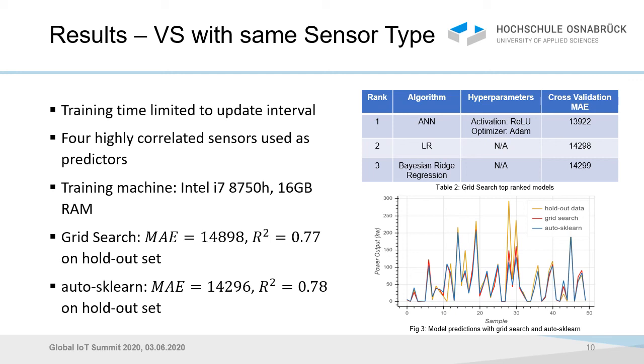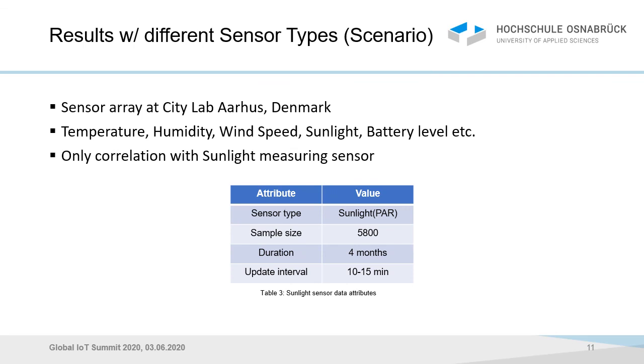On the bottom right corner, you can see the predictions from the neural network created through grid search and the model created through AutoScalan along with the actual values represented by the yellow line. For the next scenario, we used the sensor array at CityLab in Aarhus, which is situated right in front of the Dock 1 center where our faulty sensor is placed.